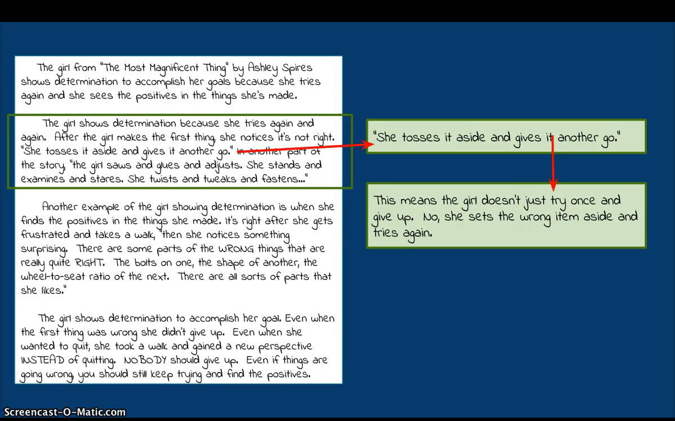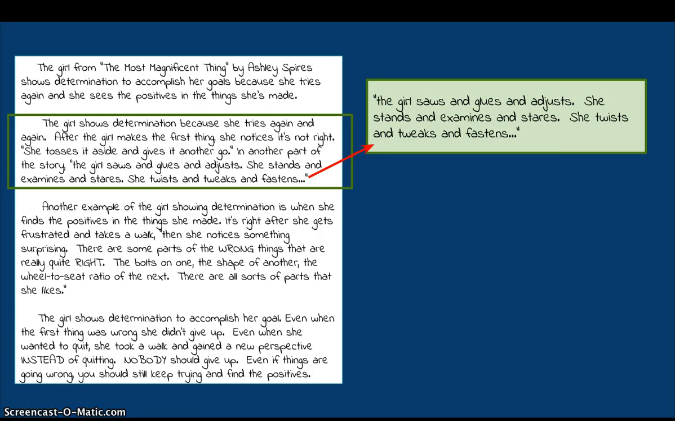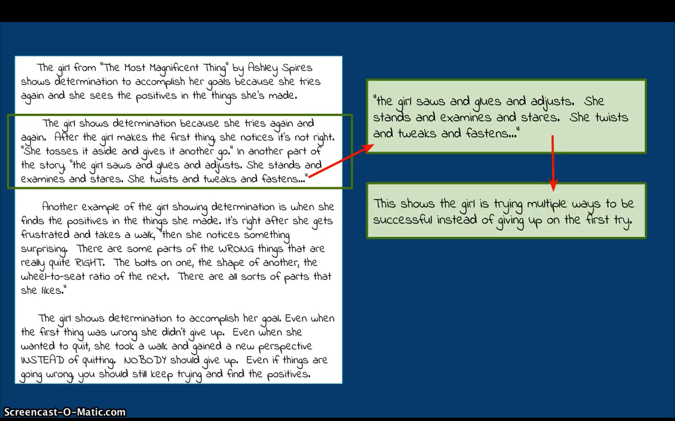Okay, that works for the first piece of textual evidence, but I have another one in this paragraph too. The girl saws and glues and adjusts. She stands and examines and stares. She twists and tweaks and fastens. Maybe I'll use a different sentence starter to make my elaboration go something like this. This shows the girl is trying multiple ways to be successful instead of giving up on the first try. Now I've added elaboration to both pieces of textual evidence. Here's what it would sound like all together.